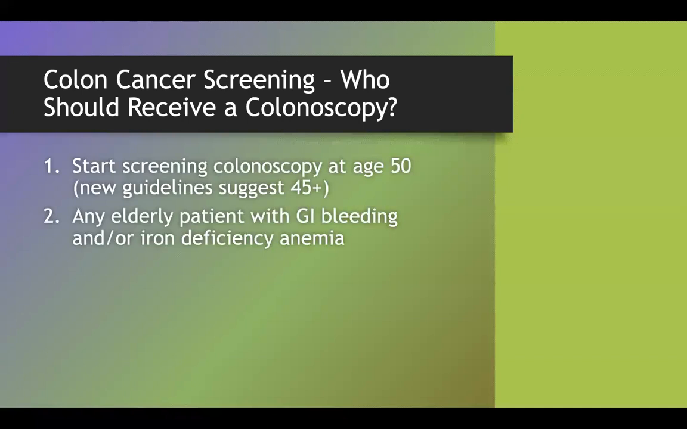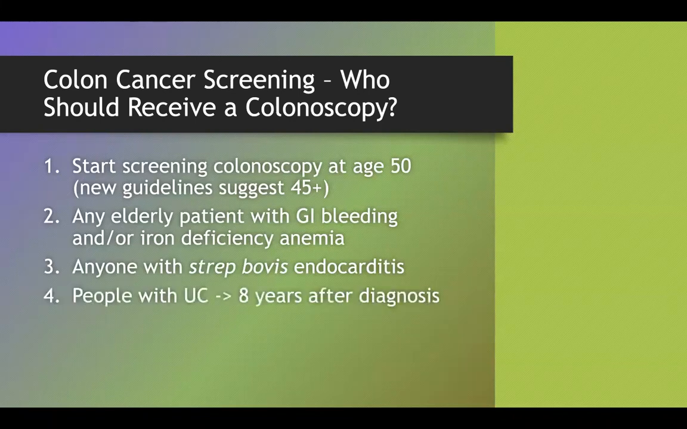Any patient who has GI bleeding or iron deficiency anemia should get a colonoscopy. Again, this really isn't a screen anymore. Now you're actually trying to make sure they don't have it. But anybody with iron deficiency anemia, they love to test that. If you see somebody with strep bovis endocarditis, don't forget that's an indication they may have colon cancer. We talked about this earlier, but basically you just need to know if somebody has ulcerative colitis for several years, you need to screen them.